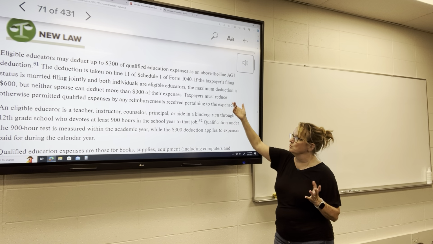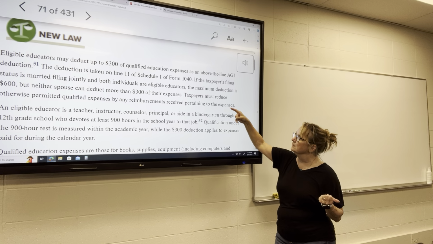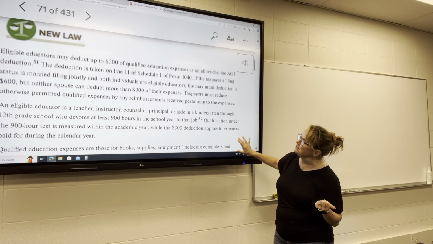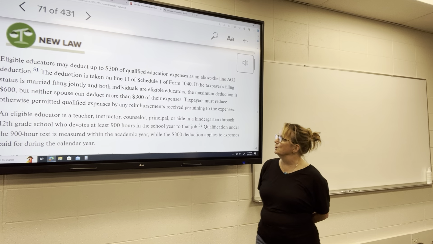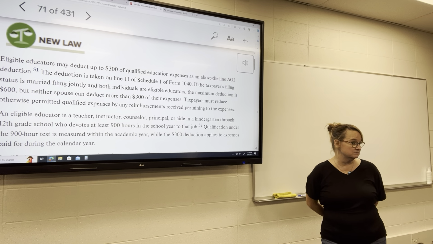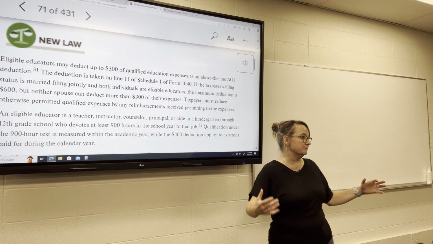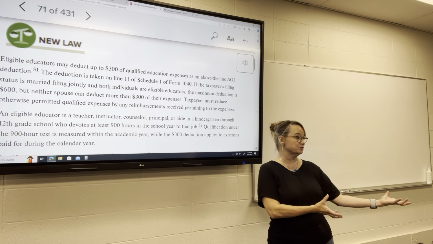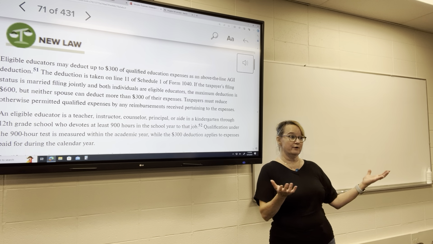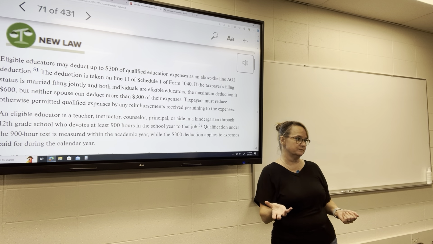This is also on Schedule 1, line, they should say on Part 2 of the Schedule 1. So if the filing status is married filing jointly and both individuals are eligible educators, the maximum deduction is $600. So each of them can get the $300. Neither spouse can deduct more than $300 of their expenses. So that means if one spouse has $400 and the other one has $200 of expenses, their maximum is going to be $500 because that one spouse with $400 can only deduct up to $300, right?